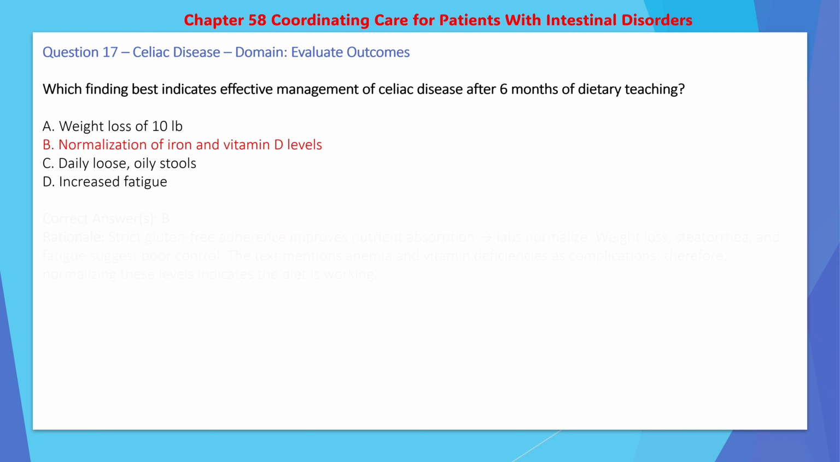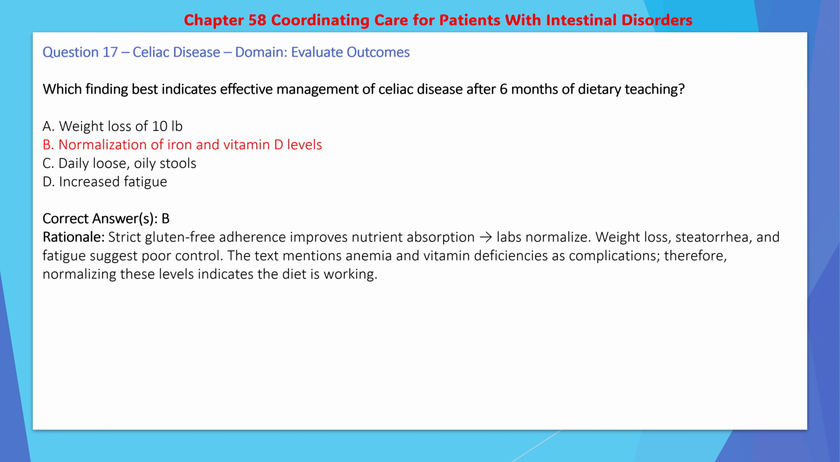Normalization of iron and vitamin D levels. So strict gluten-free adherence improves nutrient absorption, which means the labs will normalize. Weight loss, steatorrhea, and fatigue suggest poor control. The text mentions anemia and vitamin deficiencies as complications. Therefore, normalizing those levels indicates the diet is working.